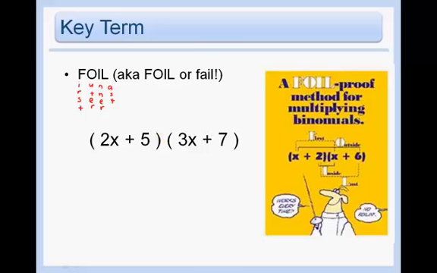So here's a little comic. A FOIL-proof method for multiplying binomials. Do FOIL. What does FOIL mean? It means you do the first, multiply them. So 2x times 3x, we're multiplying. So do the number part, you get 6. X times x, same basis. So you just add the exponents.